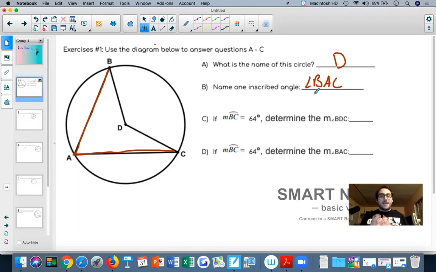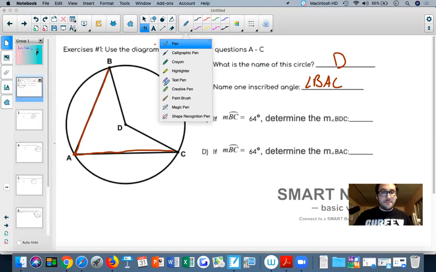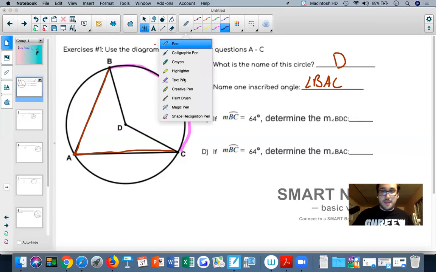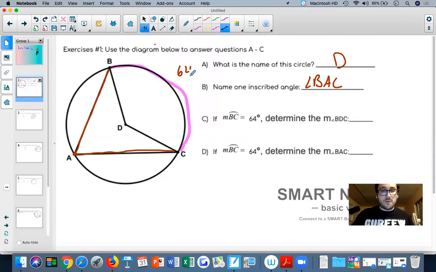All right, next. If the measure of arc BC is 64 degrees, so just to highlight, boom, this is arc BC. If that is 64 degrees, what's the measure of BDC? So BDC, I'll highlight it in blue, B to D to C. We want to know what the measure of that angle is.